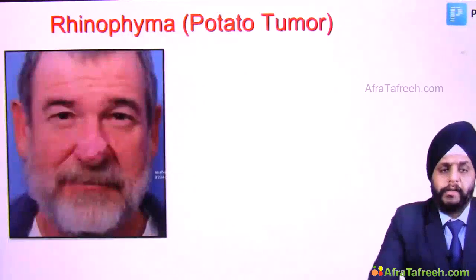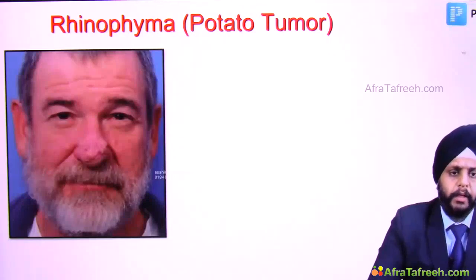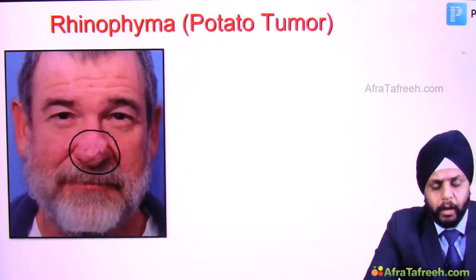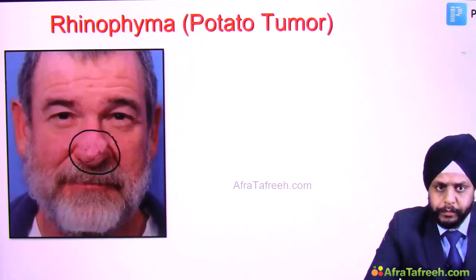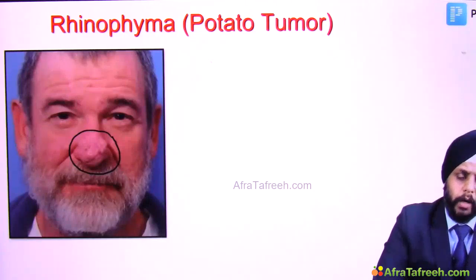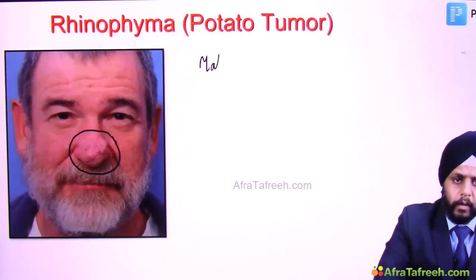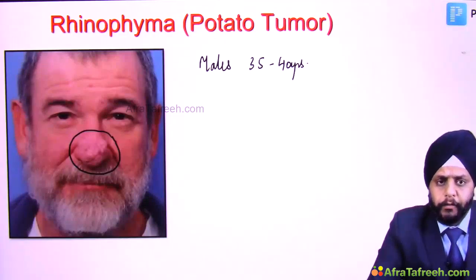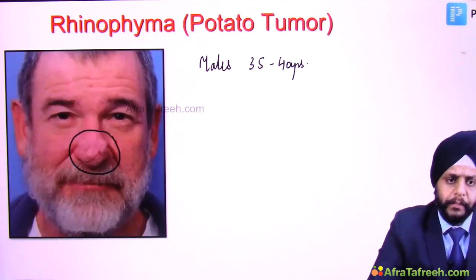Now let's look at this condition. What do you see? This condition is known as rhinophyma. You see over here, this lobulated swelling, this is known as rhinophyma, also known as potato tumor. Now this rhinophyma or potato tumor is generally seen in males around 35 to 40-year age group. Okay, so middle age males, 35 to 40-year age group, we see this condition.